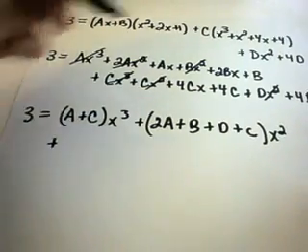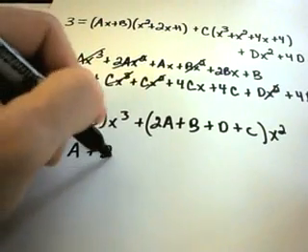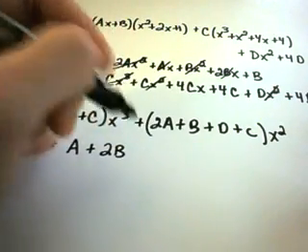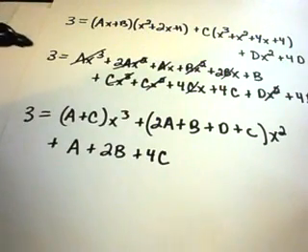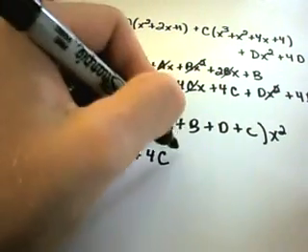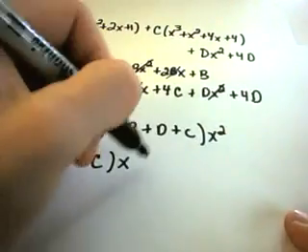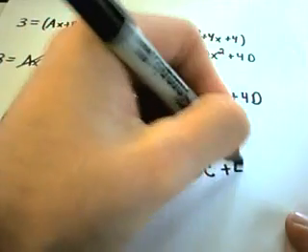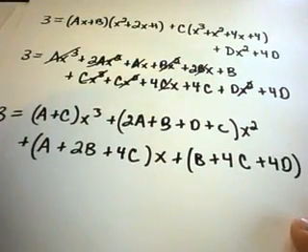Then I'm going to do my x terms next. So I'm going to put this underneath here. So there's an ax term. There's a 2b x term. There's a plus 4c x term. And that looks like it. And then my b plus 4c plus 4d are all my constant terms. Whew, so pretty tedious.